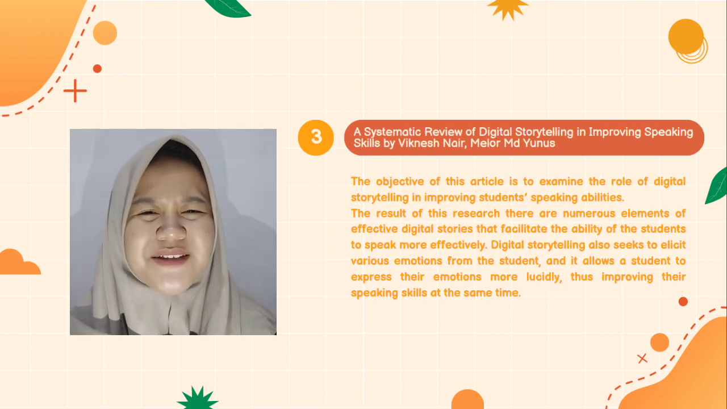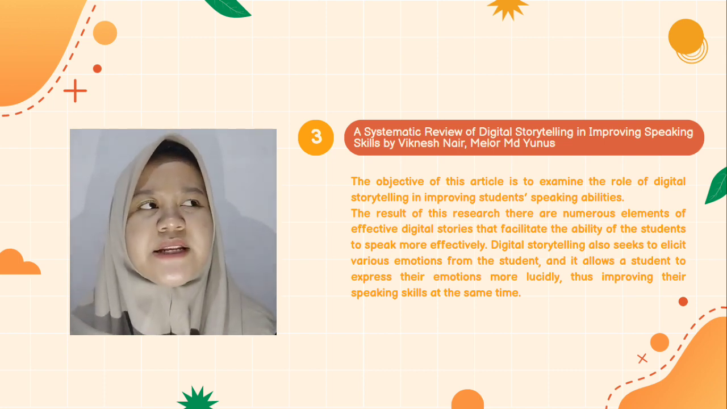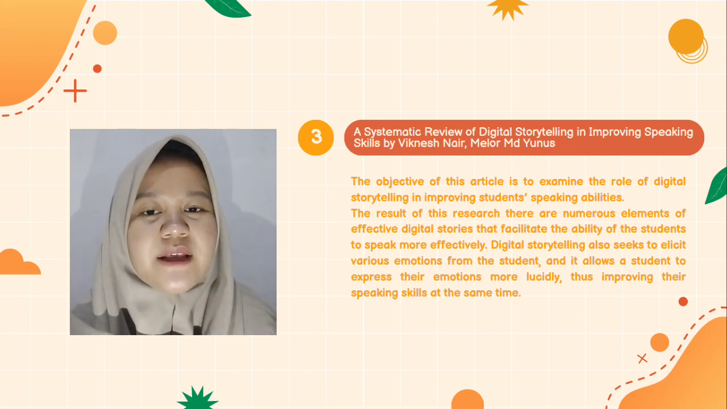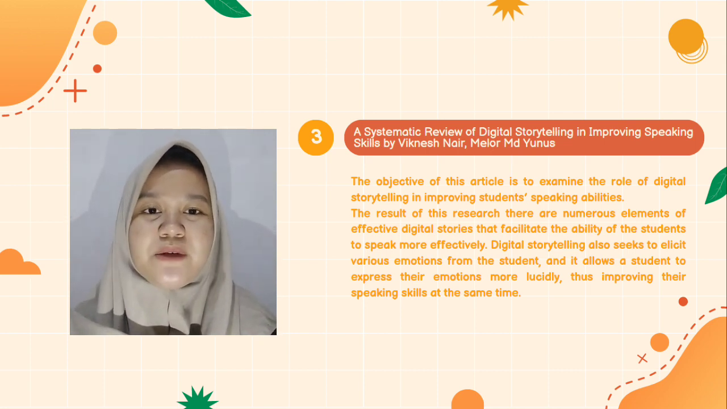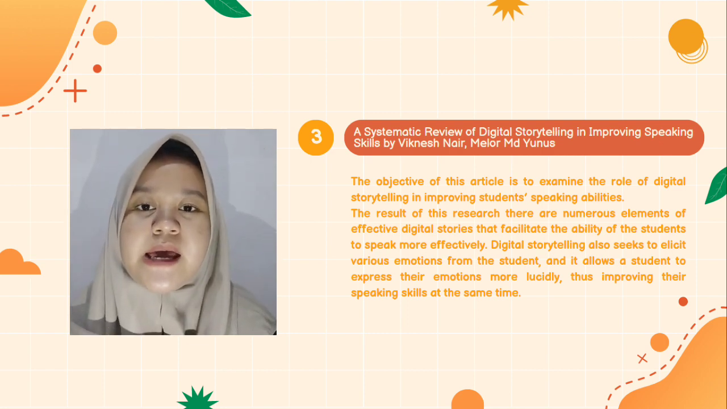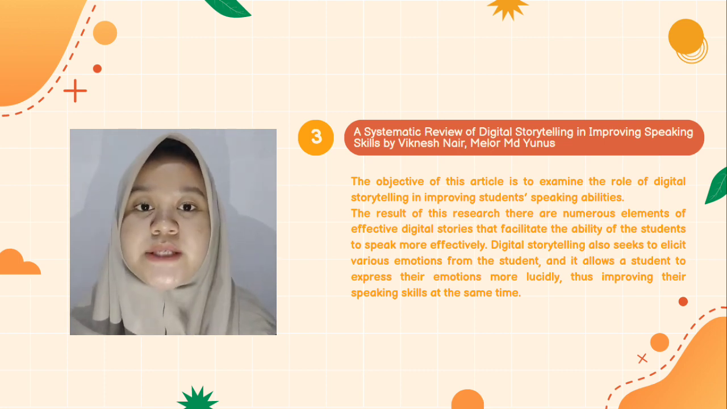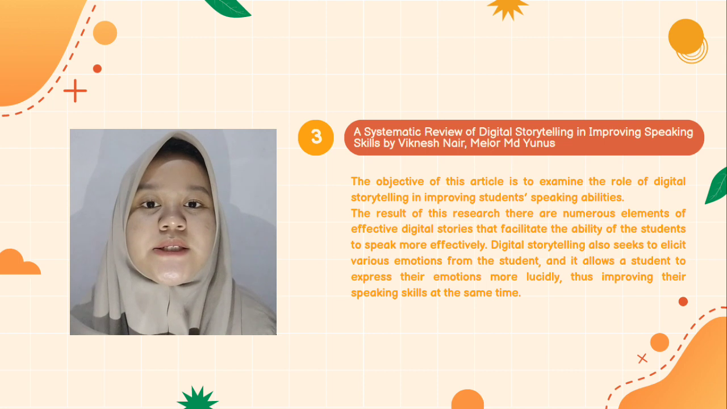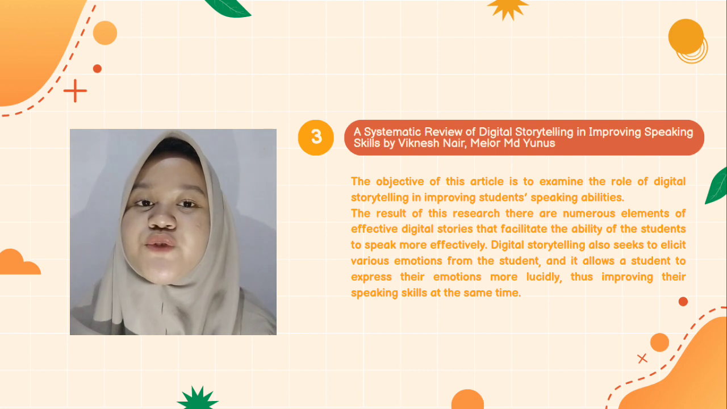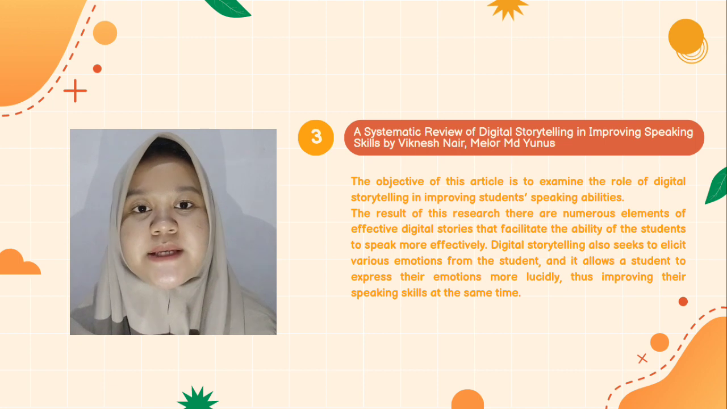And the third article is a systematic review of digital storytelling in improving speaking skill by Viknesh, Nair, and Melor and Yunus. The objective of this article is to examine the role of digital storytelling in improving students' speaking abilities. The result of this research, there are numerous elements of effective digital stories that facilitate the ability of the student to speak more effectively. Digital storytelling also seeks to elicit various emotions from the student, and it allows a student to express their emotion more lucidly, improving their speaking skill at the same time.